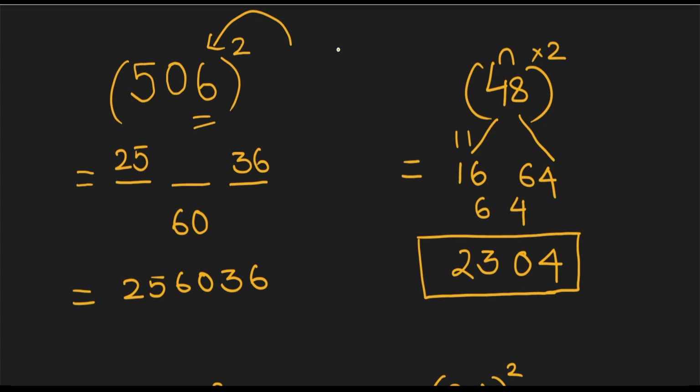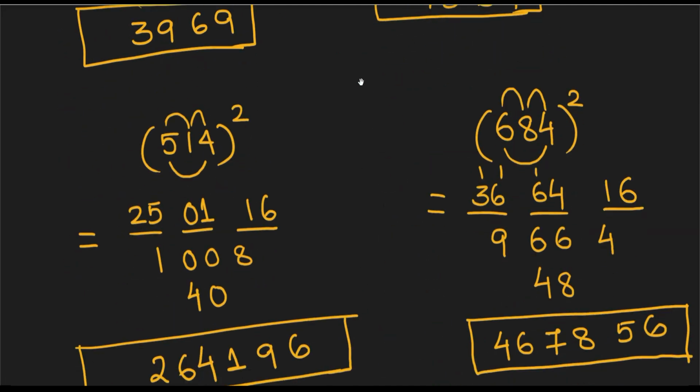Here we have applied the formula like 5 square is 25, 6 square is 36, and we have multiplied 5 into 6, that is 30, into 2, that is 60. Then the final answer is 256036. Similarly, if we want to find the square of 304, we can apply this trick when 0 is present in between these two digits.